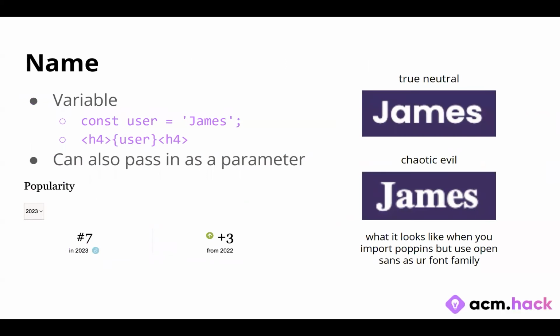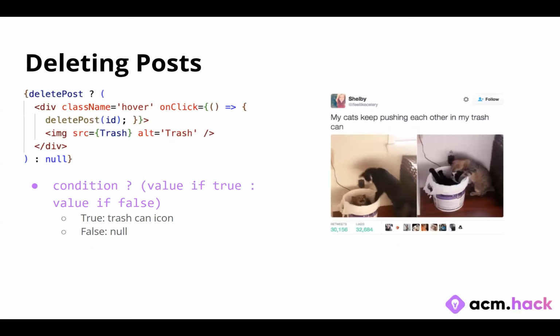We have a constant variable named user for James. Originally, we actually had like an actual user, but that's because we had user authentication. And if you have user authentication, you can pass in the name you want as a parameter, so you can have different users on your social media app.